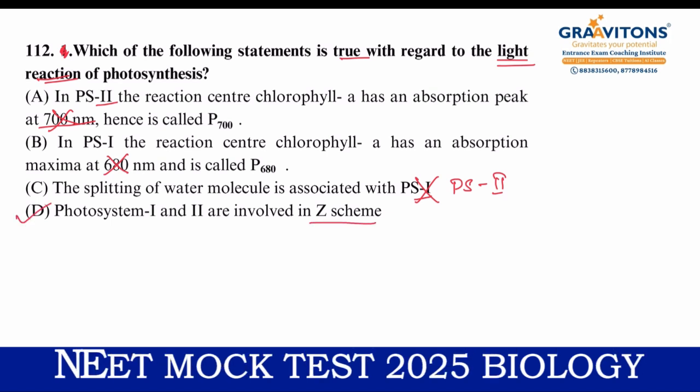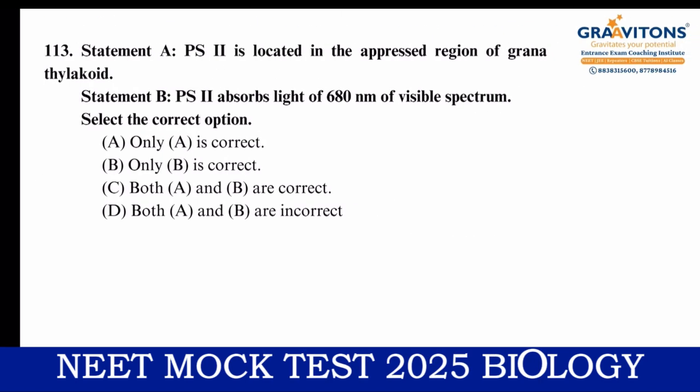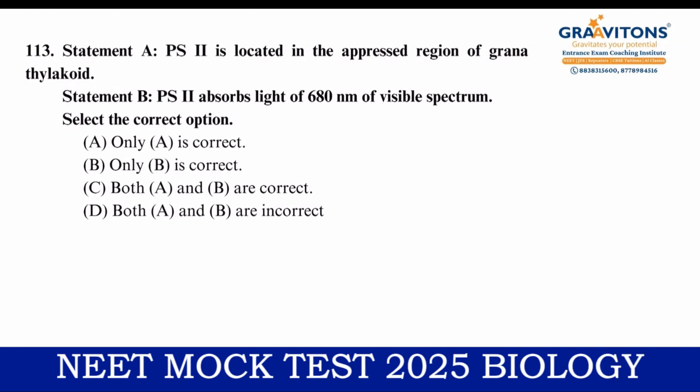Obviously, the next statement, PS1 and PS2 are involved in Z scheme. This statement is correct. And next question, a statement based question again. Statement A, PS2 is located on the appressed region of granal thylakoid. Correct. And PS2 absorbs light of 680 nanometer of visible spectrum. This is also correct. Answer is option C.